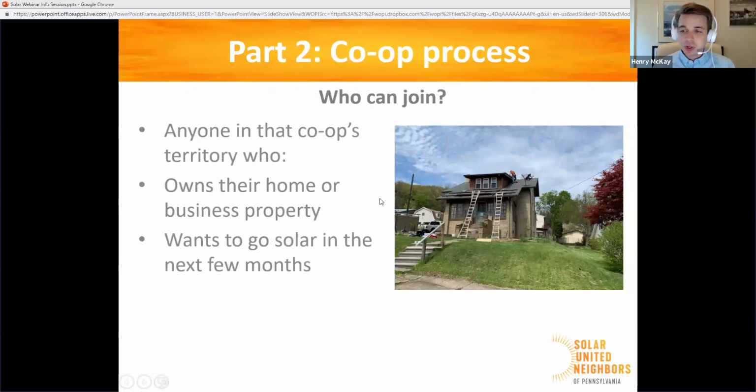So who can join a solar co-op? It's really anyone in that co-op's territory who owns their home or business property and who wants to go solar in the next few months.